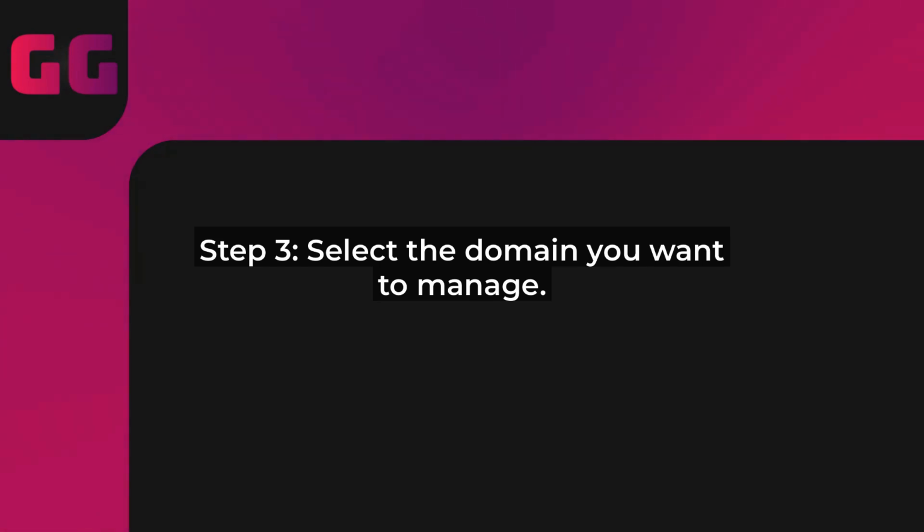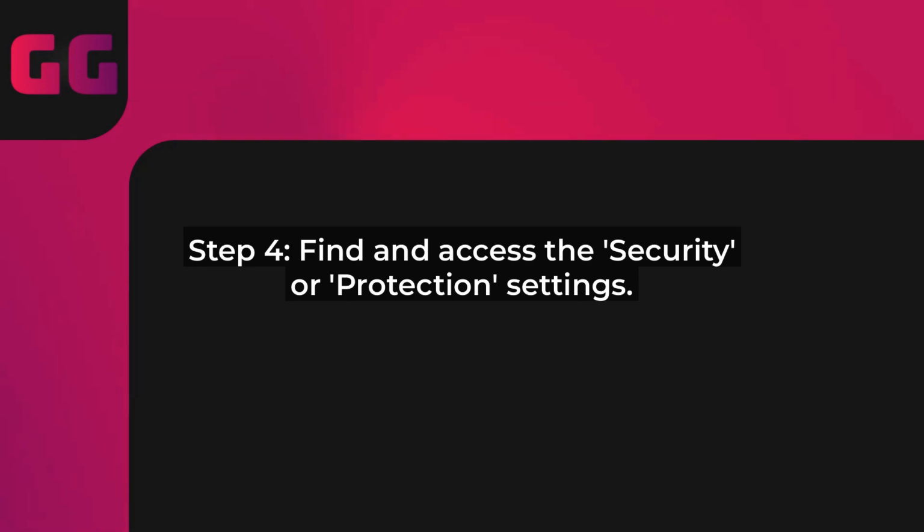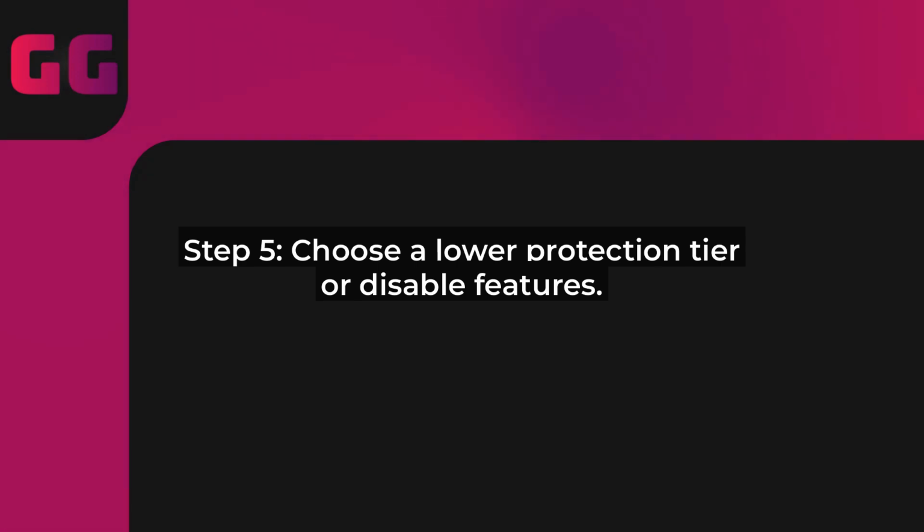Step 5. Review your options. You'll see details about your current protection level. To downgrade, select a lower tier, perhaps from Premium to Basic, or choose to disable certain features like auto-renewal for protection services. Step 6. Confirm the changes. GoDaddy will likely prompt you to review the downgrade, including any potential risks and cost savings. Double-check everything, then hit Confirm or Apply Changes.